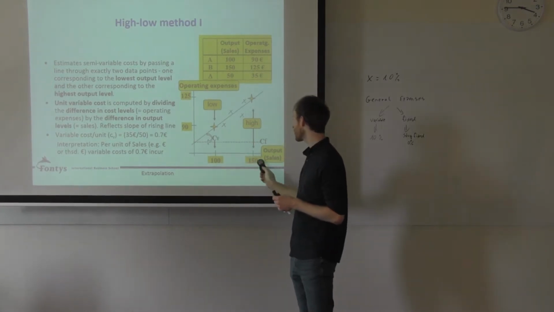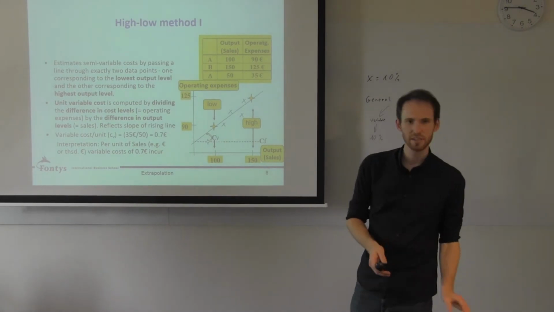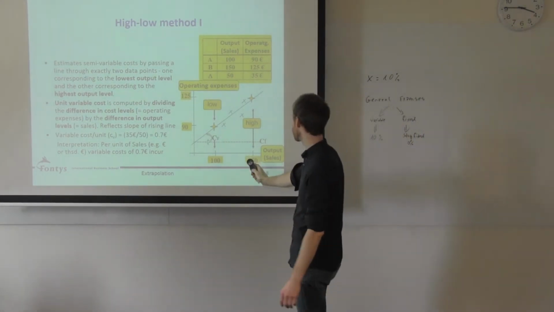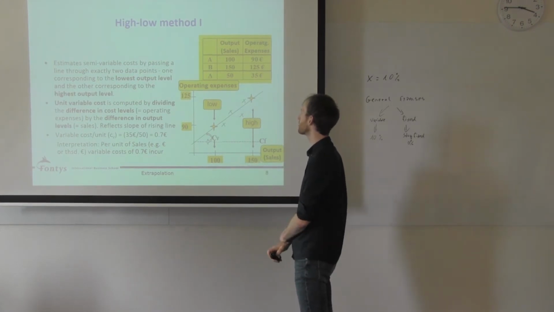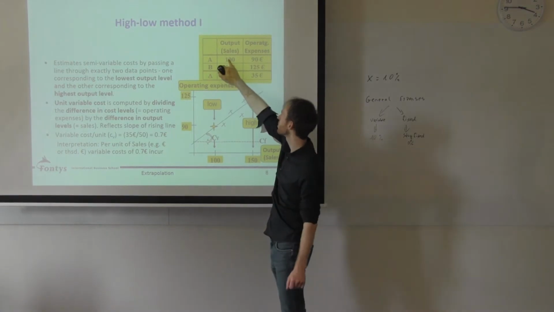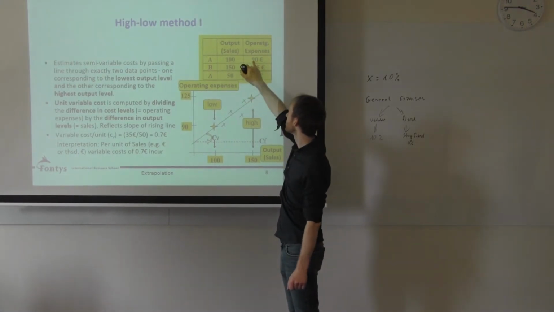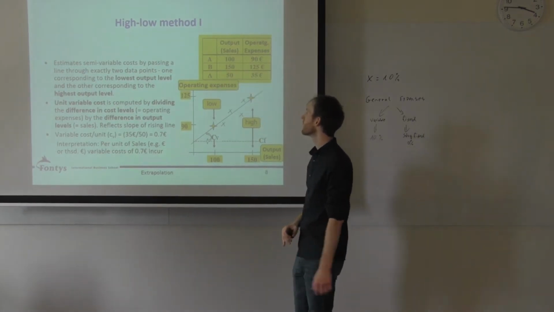And let's say the highest point that we have measured, if we look at the last income statements, we can see the highest turnover we made was 150 million, and there we had 125 operating expenses. Then what we can simply do is relate that to each other. So we see 100 output is 90 expenses, 150 equals 125.